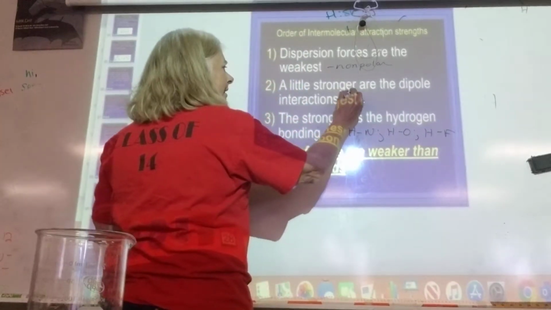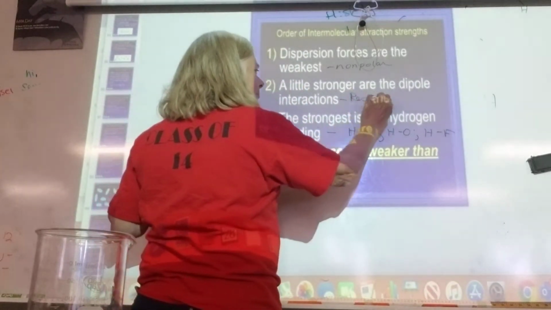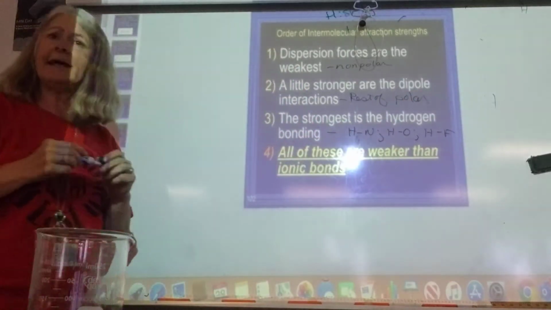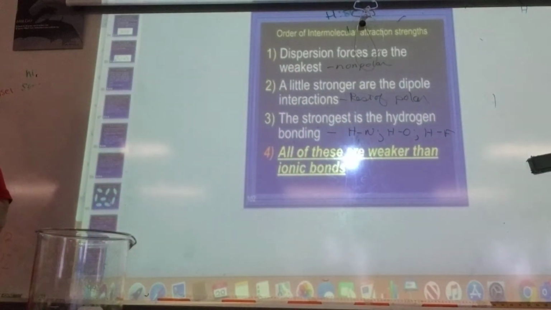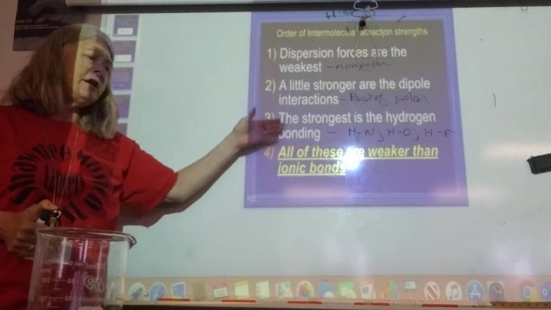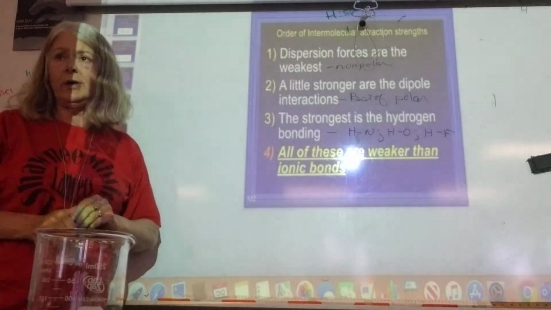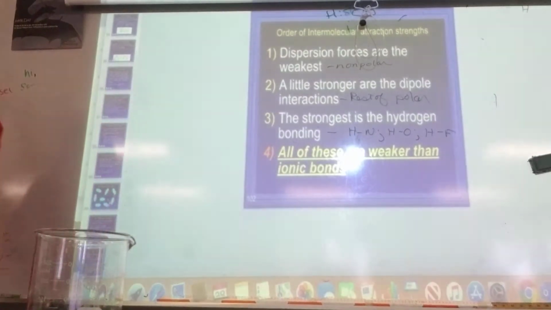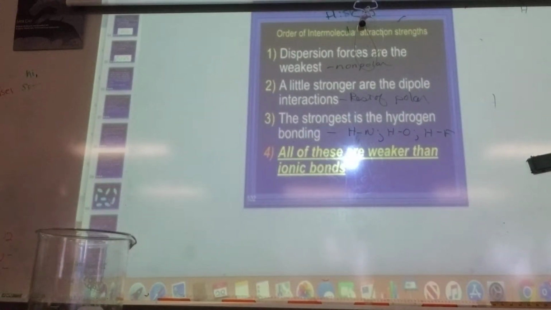And this one is the rest of polar. If it's polar, but it's not this, then it's dipole-dipole. This is an important thing. You'll have to do these starting tomorrow on your lab and starting today on your packets. Okay, so that's an important thing to look at.